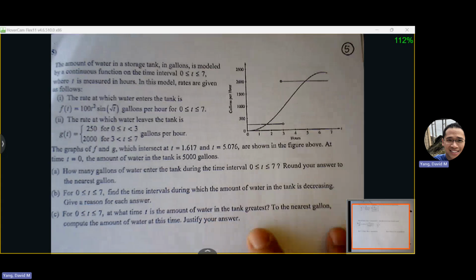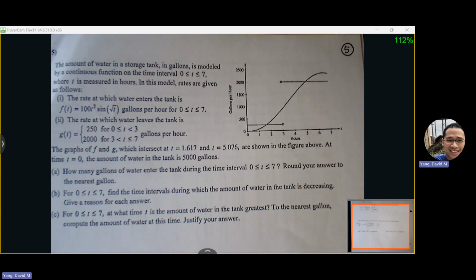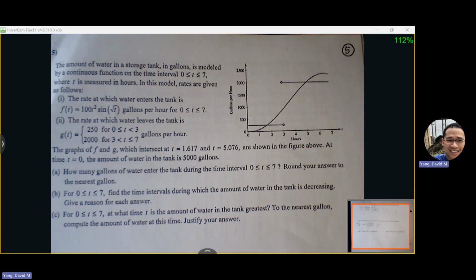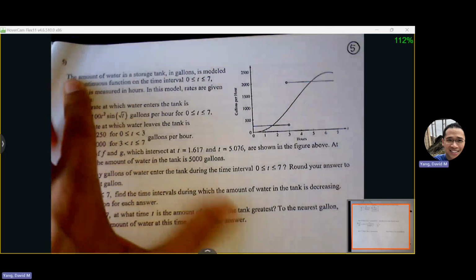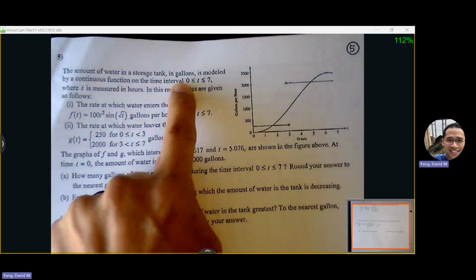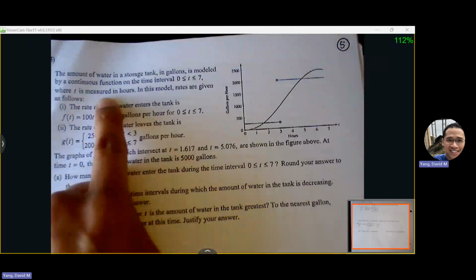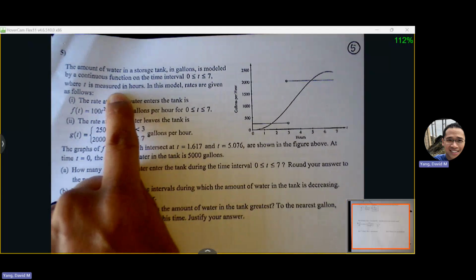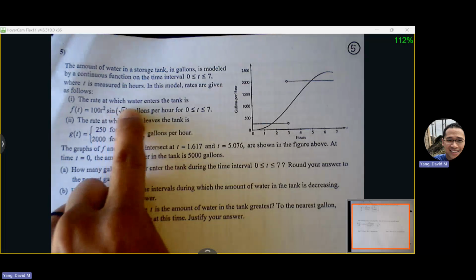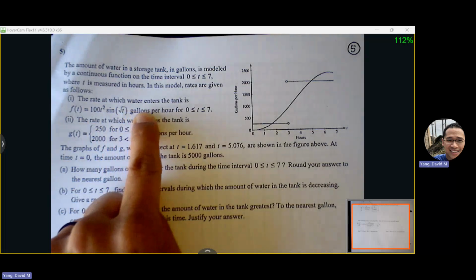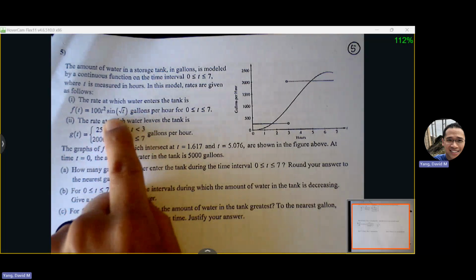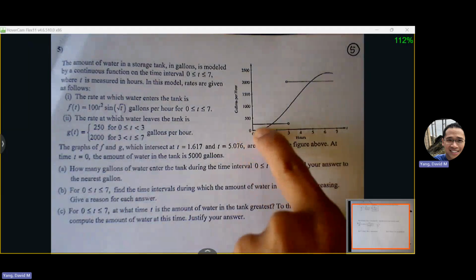Okay, let me read this problem, and I would like for us to visualize what's going on with this problem before we jump into all the calculator steps. It says the amount of water in a storage tank in gallons is modeled by a continuous function on the time interval from 0 to 7 hours, where t is measured in hours. In this model, rates are given as follows. The rate at which water enters the tank is given by f of t, 100t squared sine root t. So that's given by this curve here.